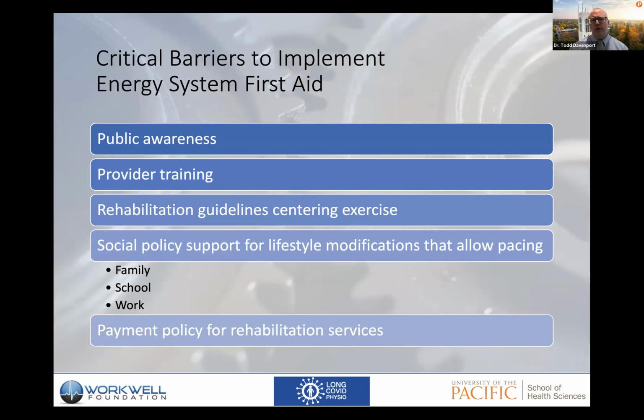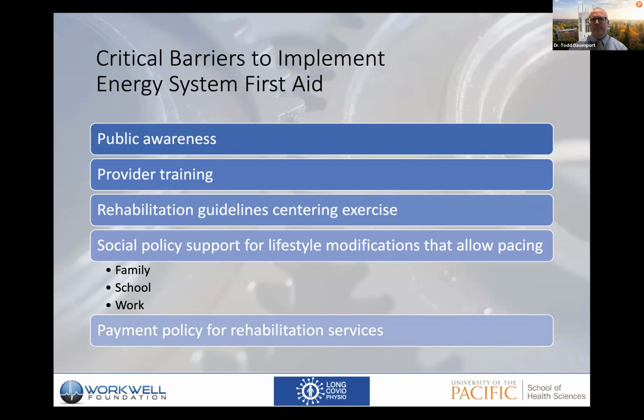There are some critical barriers to implement energy system first aid as a frontline intervention to post-COVID condition. The first is public awareness. People just don't know about post-COVID condition or long COVID. I think the media has improved that situation somewhat, but you still have folks who are living with this condition that may not be able to identify it and therefore will not be able to refer themselves for help.